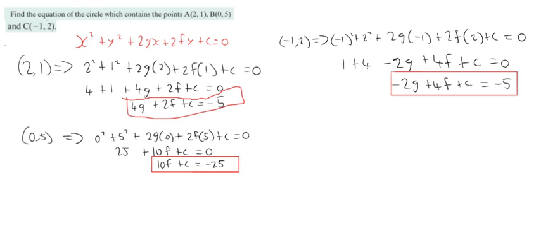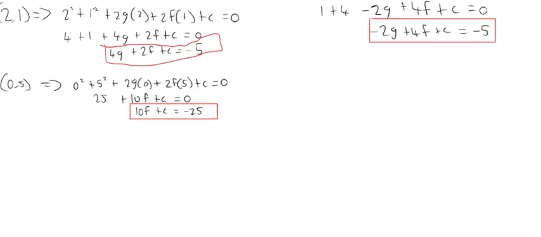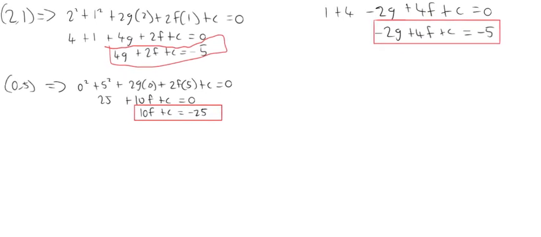There's a few ways of going about it now. You'll see the bottom one there, 10f + c = -25. It's nice to have the g gone. So I'm going to take the other two and eliminate the c's from them. 4g + 2f + c = -5, and -2g + 4f + c = -5 as well.